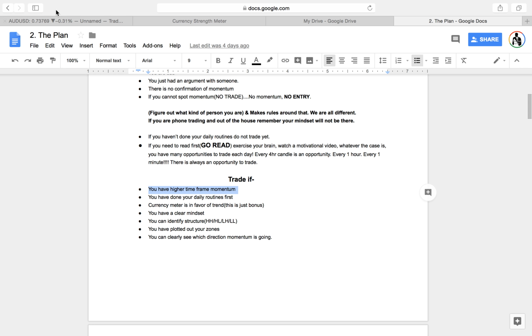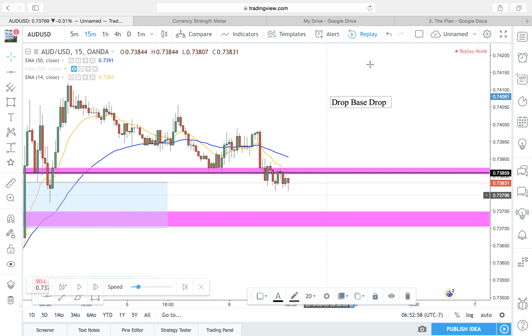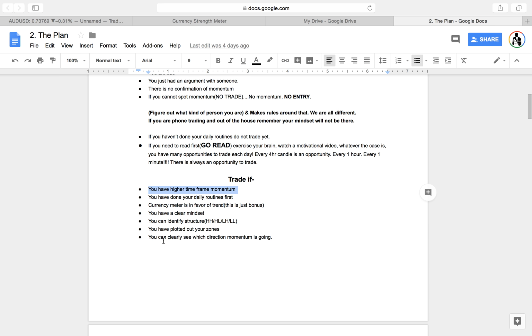Number one, you have higher time frame momentum. Did I have higher time frame momentum? Yes. I already knew that the 4 hour was in between zones. This was the zone that we broke, and now we're in between. Number two, you've done your daily routines first. My biggest thing is I need to take a shower in the morning. I already took my shower. Currency meter is in favor of trend.